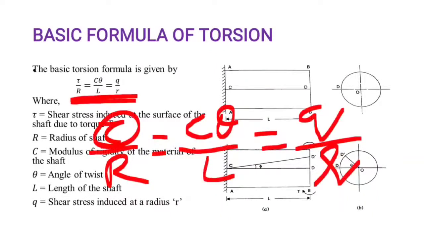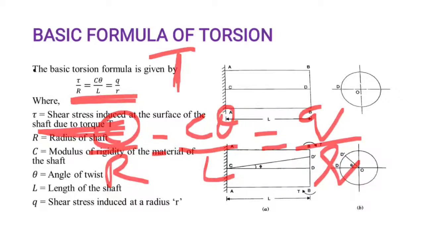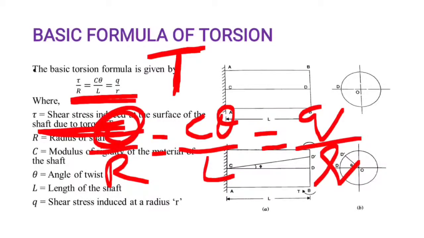Okay, tau is the shear stress induced at the surface of the shaft due to the torque T. Whatever torque T we apply, the shear stress is induced on the surface of the shaft. We call that shear stress tau. Okay, that is called tau.